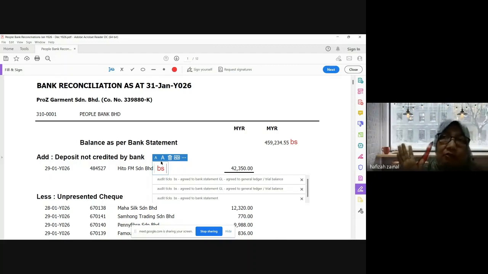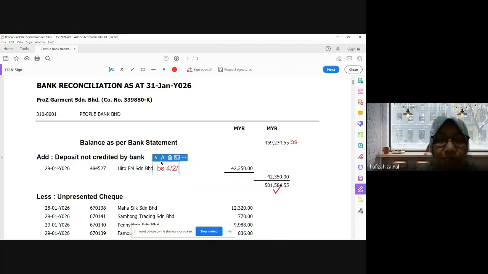Why did I mention the date? Let's say we put the date it is cleared or deposited. Cleared on the bank on the 4th February 2026. Why 2026? We put the remarks there so that we know. By looking at this, BS is what? BS is agreed to bank statement, right? So meaning that we know that this one has appeared on the bank statement. When does it appear? On the 4th of February. Why do we want to put the date?